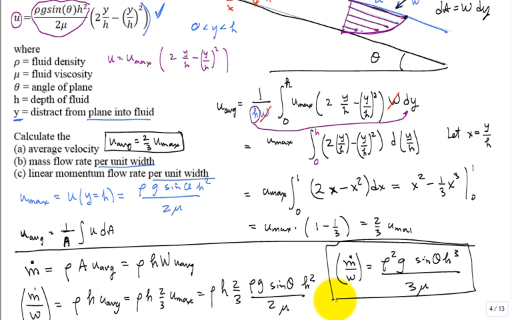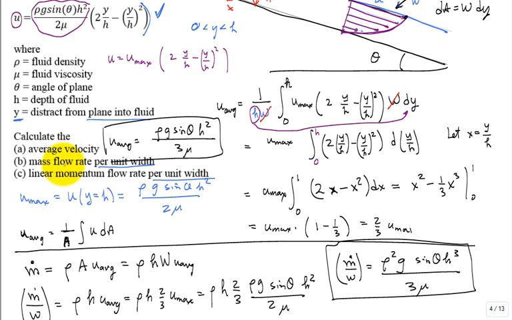Likewise, I guess I could have put this U average over here. I could have expanded it. 2/3 U max. That would be rho g sine theta H squared over 3 mu. Isn't that U average? 2/3 of U max. So there's a number of ways to write the answers.